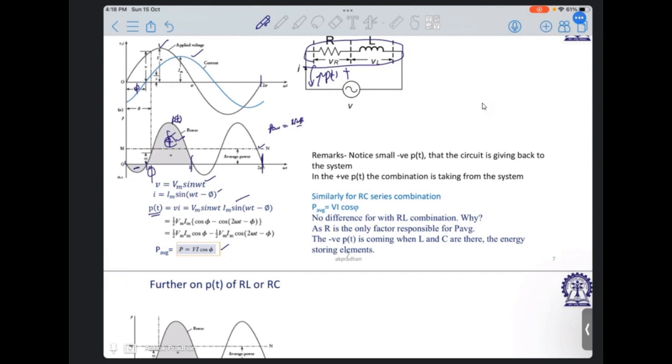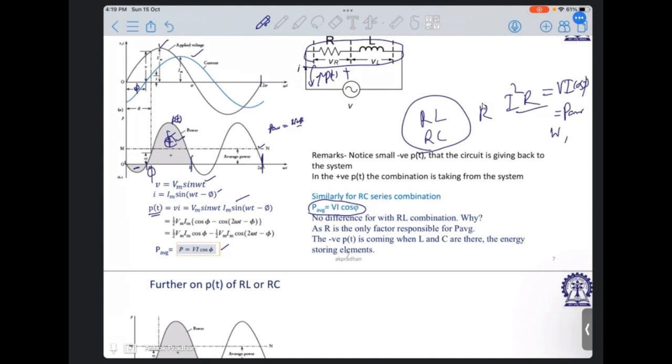So if we extend this idea to RC also, we come to the same P average, Vi cos phi. Why is the relation the same? Because in both cases, whether it is RL or RC, who consumes the power? It is the resistance R that consumes the power. So I square R always happens to be there. This equals Vi cos phi, and this is nothing but your P average, or the watt power or kilowatt power.